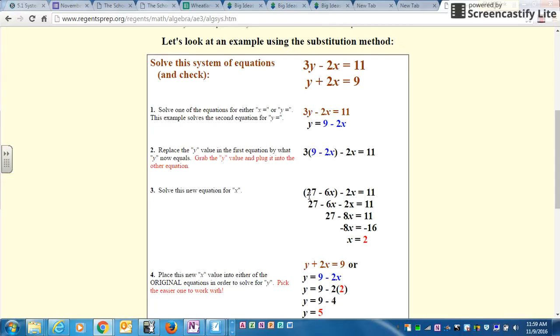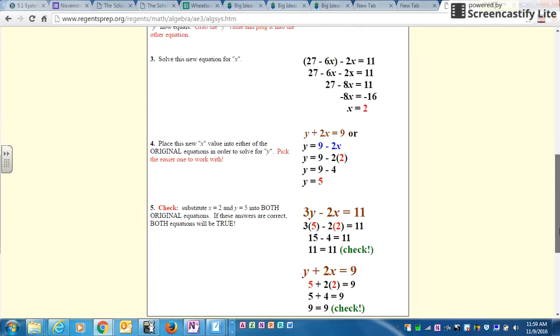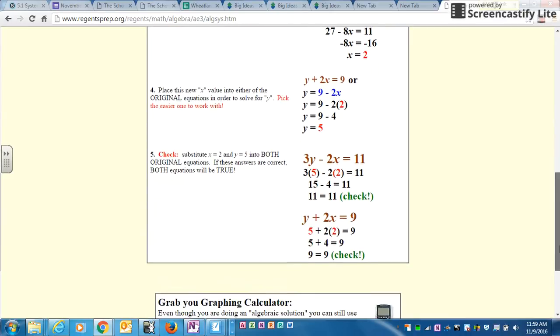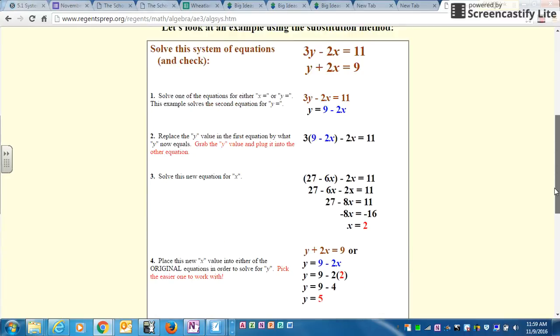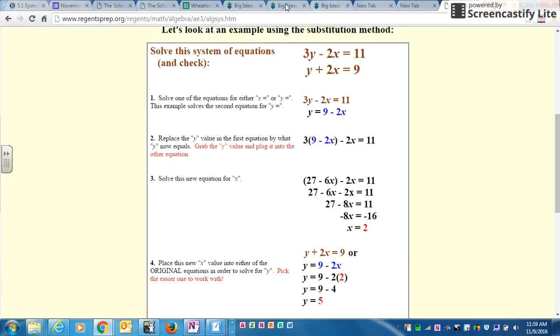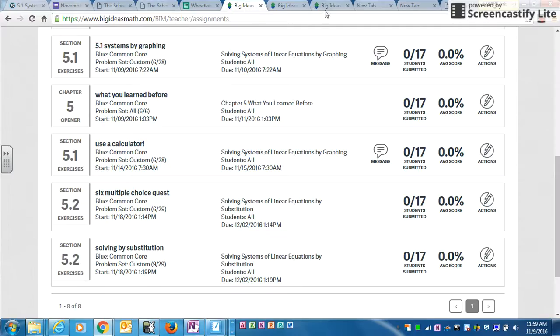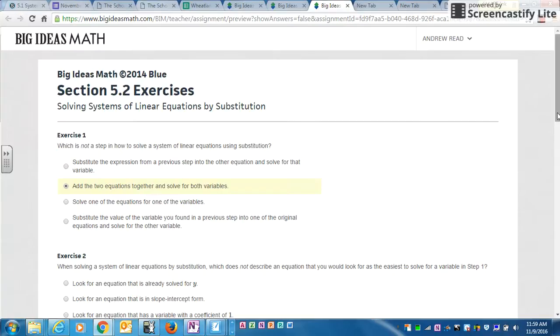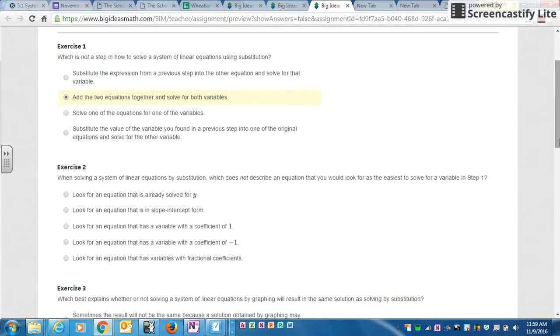So what I would like you to do in your notes section for big ideas, I want you to copy down this entire example. Okay? So you'll have to pause the video in order to do that. And then I'm going to go back, if I can find it, to your quiz. And I'm also going to do exercise 2 because we talked about that.